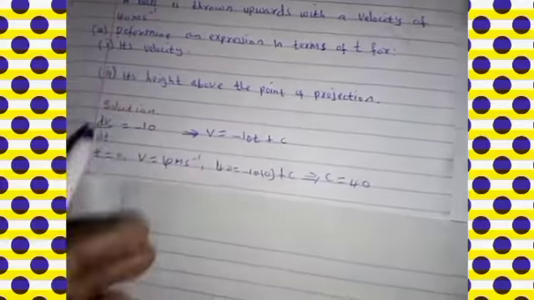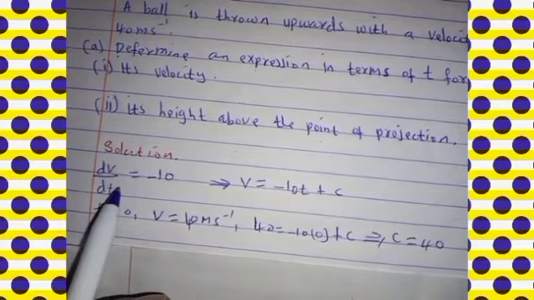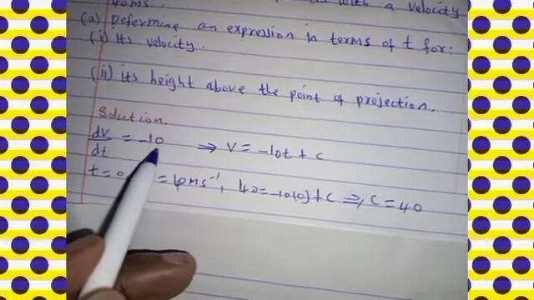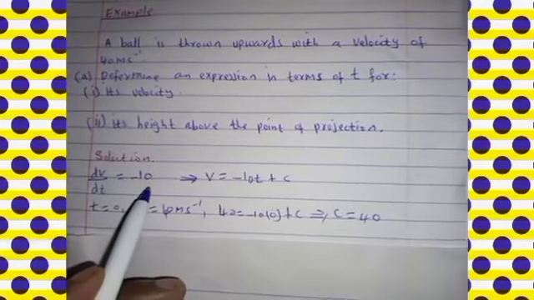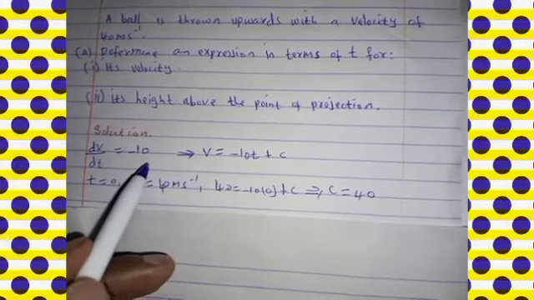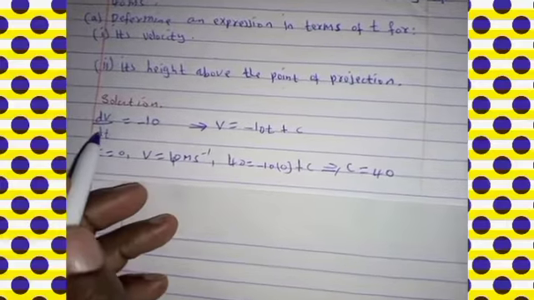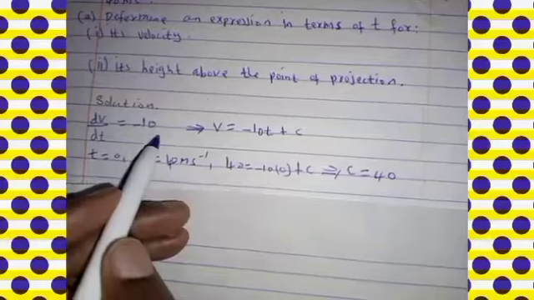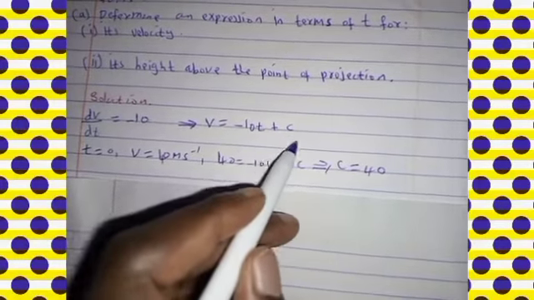So dv over dt gives us acceleration, which is equal to -10. We take acceleration due to gravity as 10 for convenience. It is exactly 9.8, but for the purposes of convenience and calculation, we are going to take acceleration as -10. So to get velocity, we integrate this function with respect to t, and we are going to get v is equal to -10t plus c.